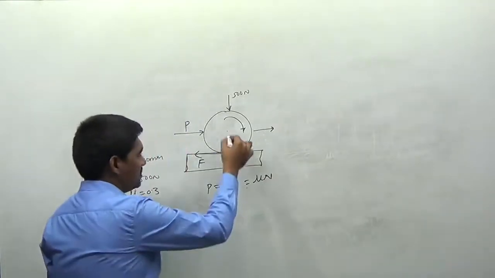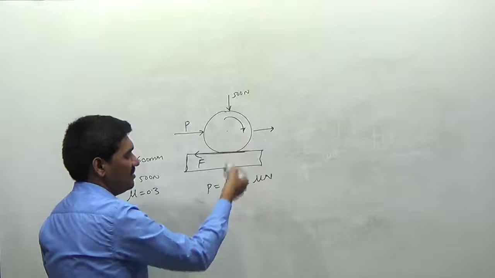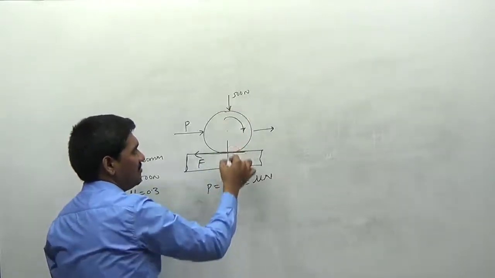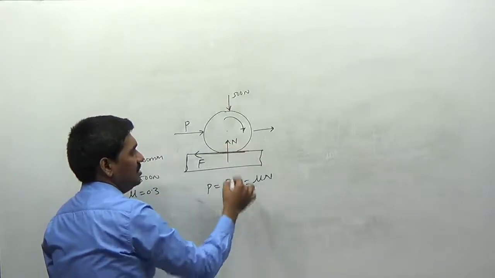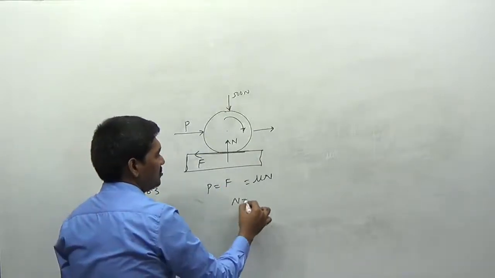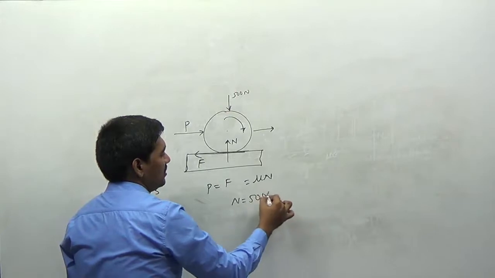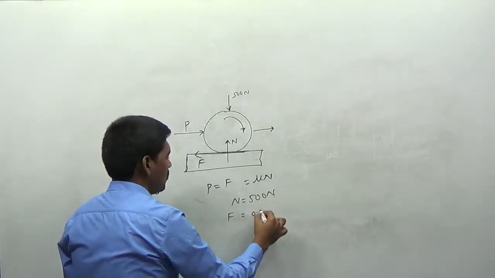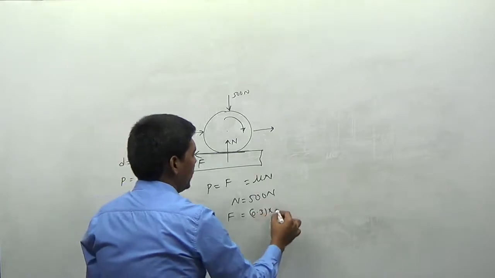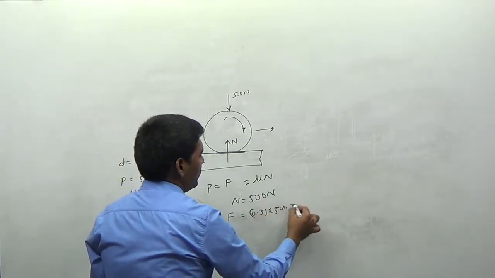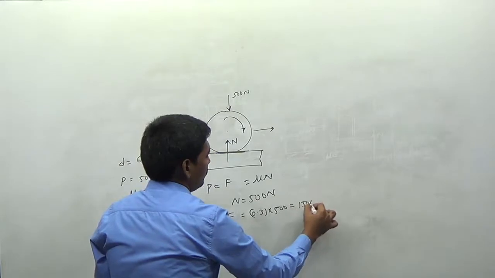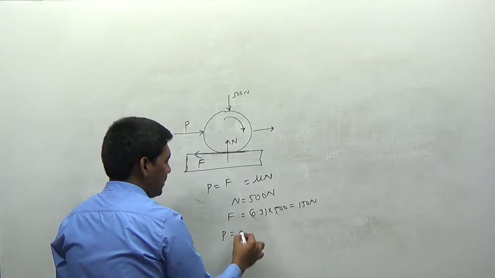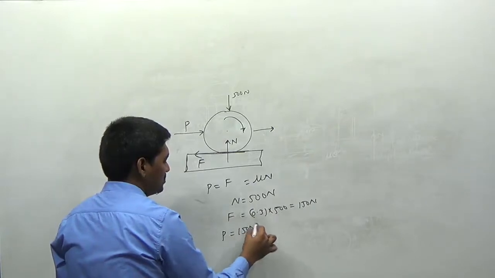Actual weight is not given for us. This weight always acts in the vertical downward direction, and we will have the normal reaction here, so N is equal to 500 newtons. Therefore F will be equal to mu, which is 0.3, multiplied by N, so into 500. We will get the value as 150 newtons. Therefore the force that is applied is equal to 150 newtons here.